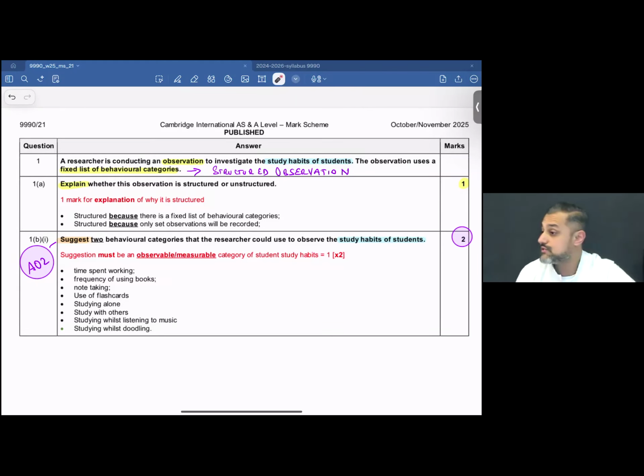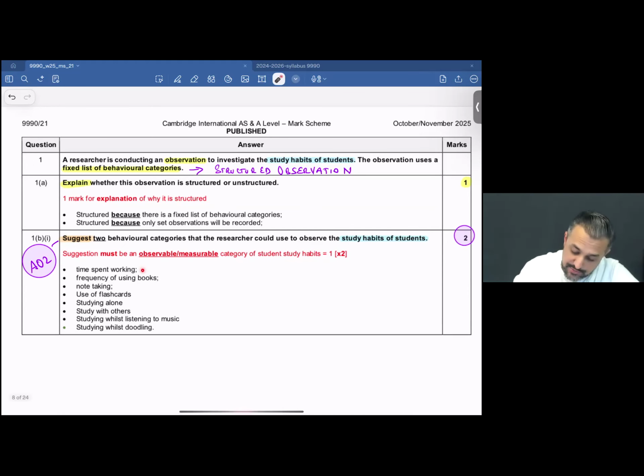And again, because this is a question where you've been asked to suggest, there's no definitive content. You could go on writing anything that's correct, anything that's appropriate and in context to what the question is demanding from you. So you could write the total amount of time that students spend working or studying. You could calculate that. Number one. Number two, the frequency at which they use books. Number three, the frequency at which they take notes using flashcards, if they're studying alone or not.